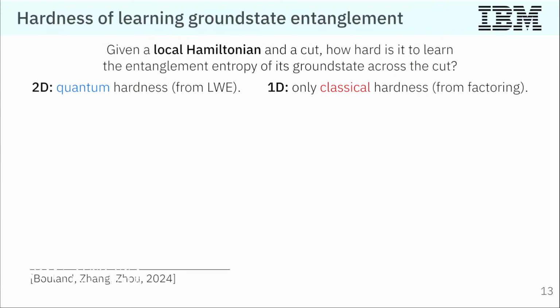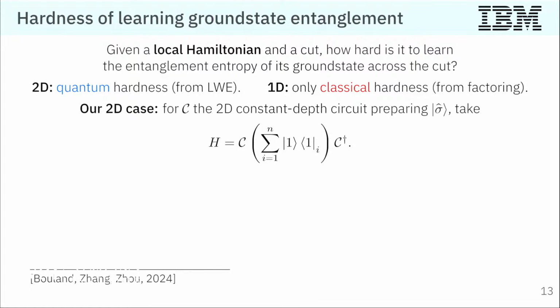And this holds for higher dimensions as well, so 3D, 4D, etc. But for the 1D case, they were only able to show hardness based on factoring, which, as we know, is efficiently solvable quantumly. So this only gives you classical hardness for this ground state entanglement learning task. So with our result, we can essentially strengthen this prior result.